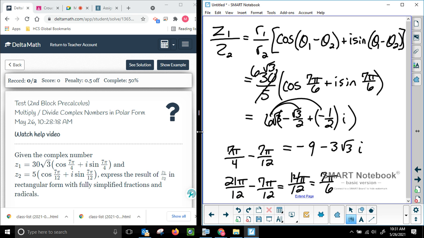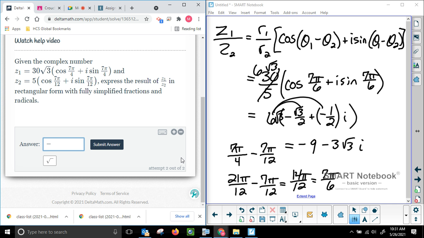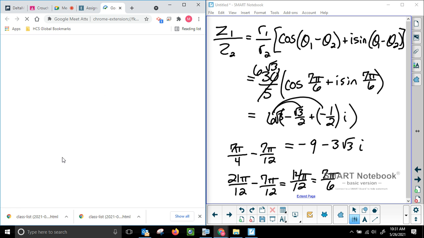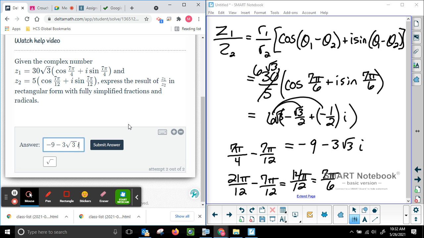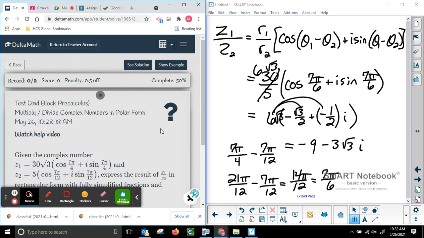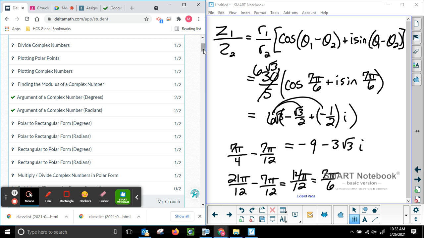We've got the square root of 3. So it will be negative 9 minus 3 square roots of 3. Do make sure that you get your cursor outside of the square root when you hit I. If you put the I under the square root, of course, it would be incorrect. So do keep an eye on that. Yay. Okay.